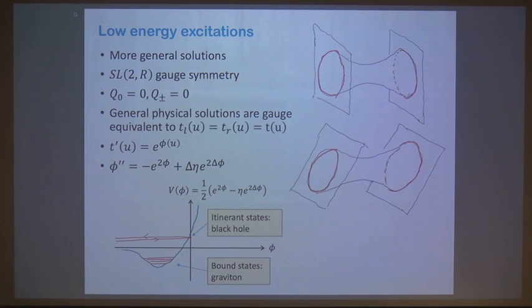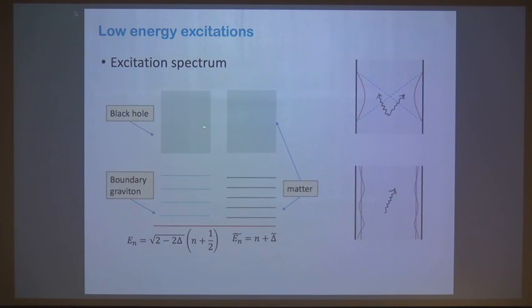So previously we have always been talking about the static solution, which is like the minimum of this potential. You could also consider other solutions, and other solutions contain these bound states, which are like slightly fluctuating boundaries. But they also contain these unbound solutions, and these unbound solutions are like a continuous spectrum, which actually correspond to black holes in the bulk.